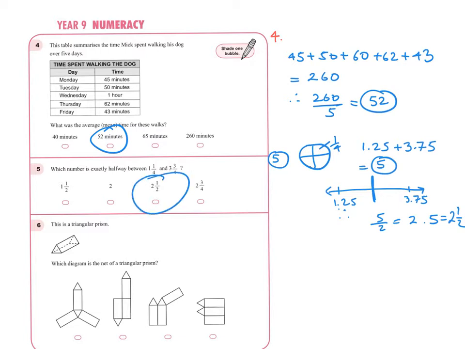So next one. This is a triangular prism. Which diagram is the net of a triangular prism? So what I'm going to look for here, I'm going to look at elimination first. I can see that the last one here is a little bit weird. If I connect all sides, you may realize that we do have triangles on one side but not on the other side. And looking at this prism here, you have a triangle on one side and a triangle on the other side. So pretty much I can eliminate the last one.